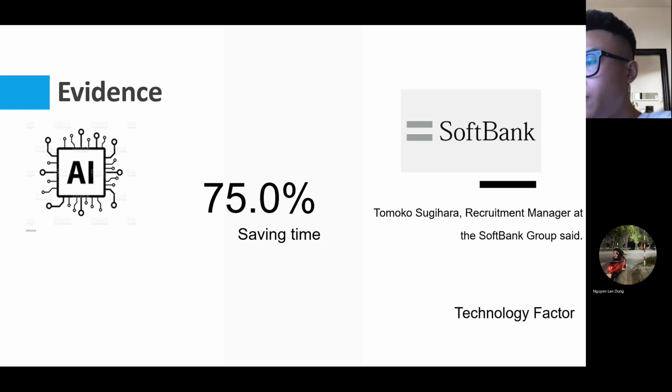Tomoko Suihara, recruitment director at SoftBank Group, said using AI in screening tens of thousands of job applications has helped us cut our total labor time by 75% from last month. We also started implementing AI in evaluating videos submitted by candidates. The time saved by AI allows recruiters to spend more time on potential candidates as well as assess the suitability of candidates for each position.